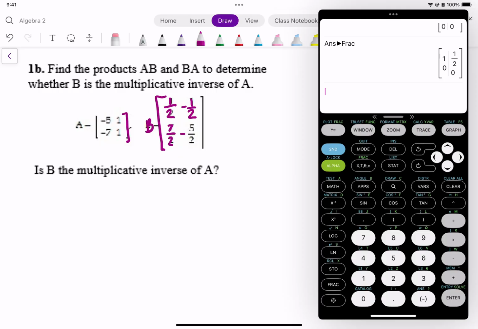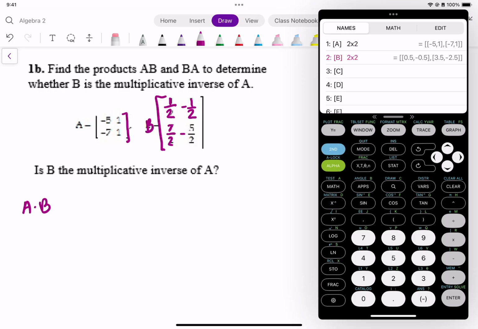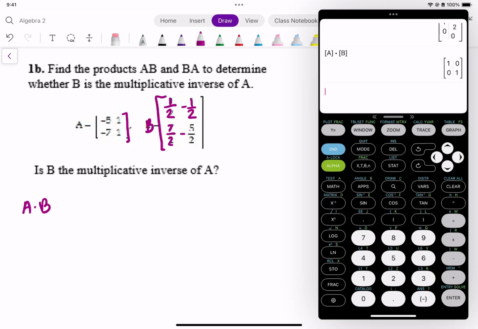Okay, now step 2. We're going to check if they're multiplicative inverses of each other. So first, we're going to do A times B. So let's paste A times B. I press enter, and this is our answer. We have 1, 1, 0, 0. Okay, step 3, verify. We do have 1s on the diagonal, and the rest are 0s. So AB works.